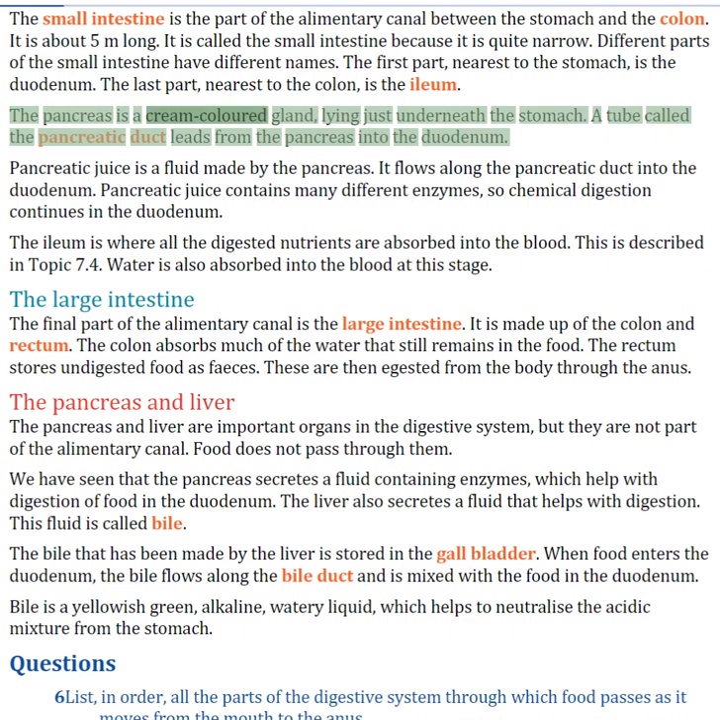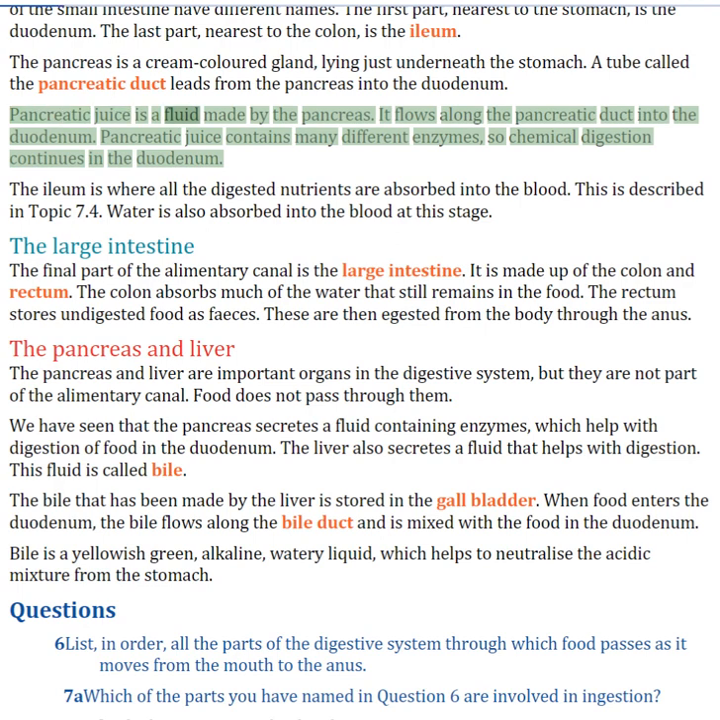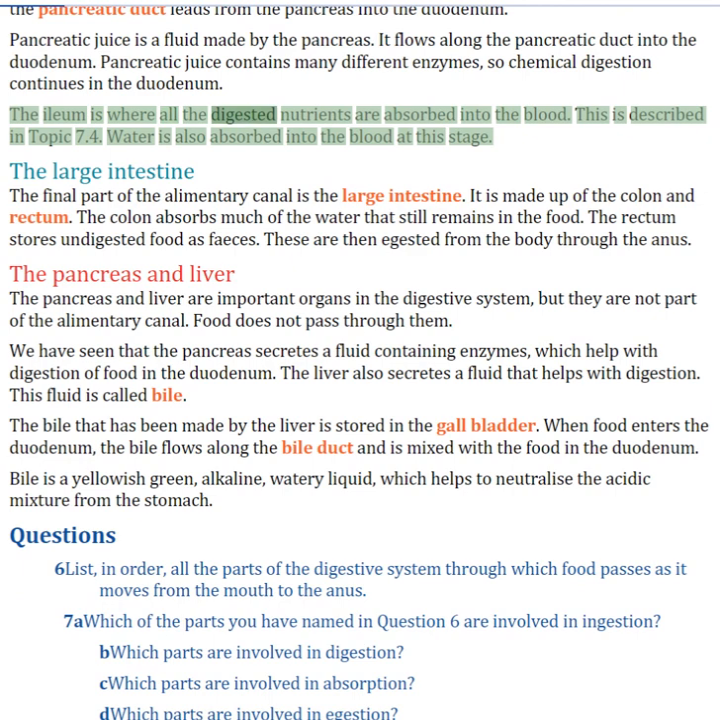The pancreas is a cream-colored gland, lying just underneath the stomach. A tube called the pancreatic duct leads from the pancreas into the duodenum. Pancreatic juice is a fluid made by the pancreas. It flows along the pancreatic duct into the duodenum. Pancreatic juice contains many different enzymes, so chemical digestion continues in the duodenum. The ileum is where all the digested nutrients are absorbed into the blood. This is described in Topic 7.4. Water is also absorbed into the blood at this stage.